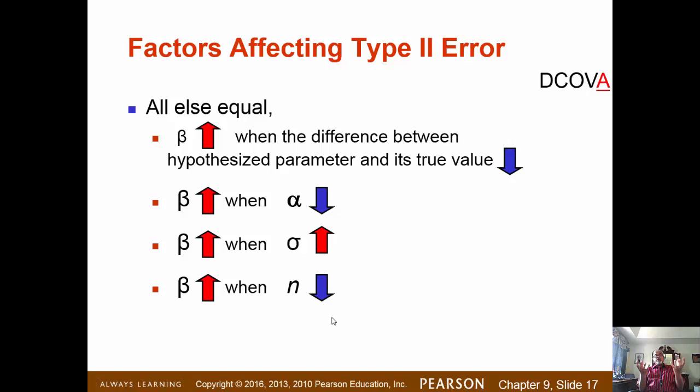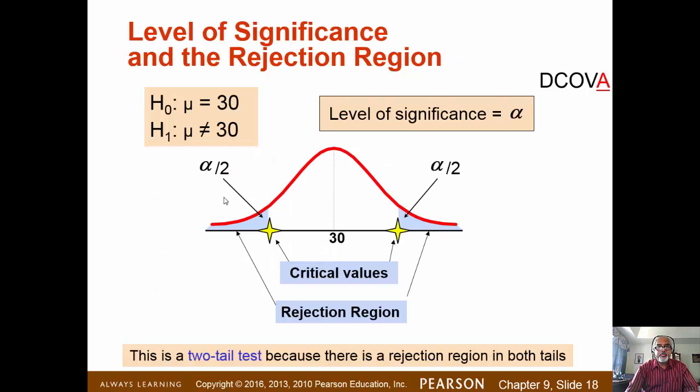So if alpha and beta are opposite, alpha goes down, beta goes up, alpha goes up, beta goes down, but both are errors. So how can we get both of them to go down? The only way you can achieve that is to increase the sample size. As sample size increases, both of them will go down.